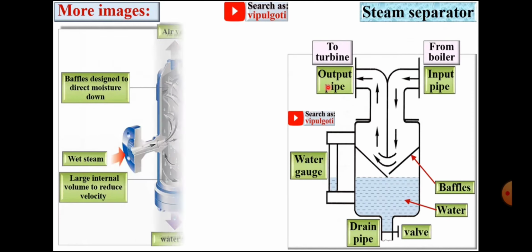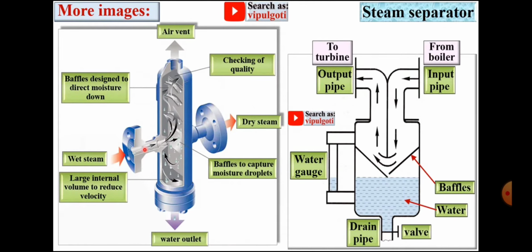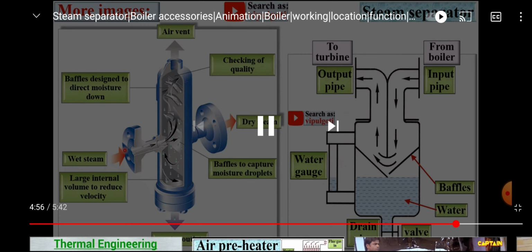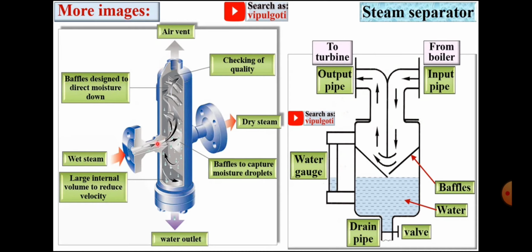More images of the steam separator. This one is the model of the steam separator, and here you can understand this is the input supply. That means the wet steam is supplied to the steam separator. With the help of these baffles, the water droplets will be collected at the bottommost part of the steam separator, and that will be periodically discharged with the help of the drain valves. And from here you can collect the dry steam.